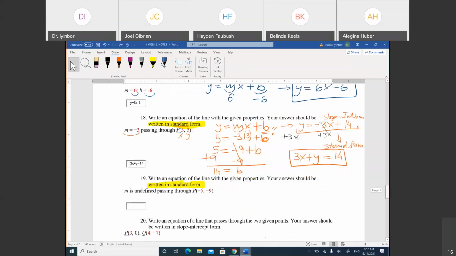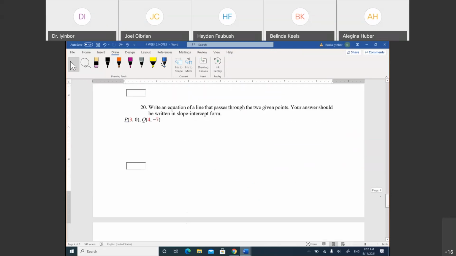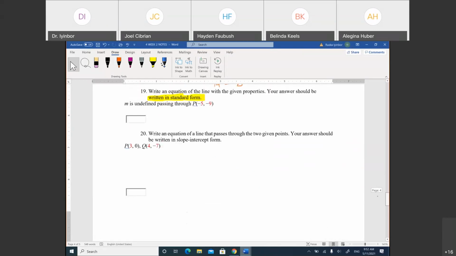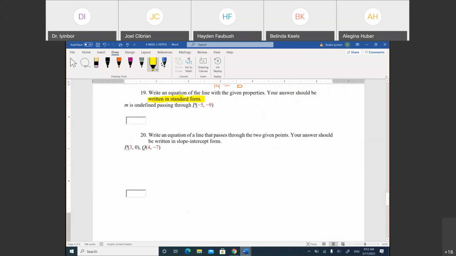Okay, then you're going to go to 19 and 20, which is the same idea, the same way. So we're going to do the same. Keep in mind, in 19 they want the standard form also, and in 20 they want the slope-intercept form. Okay, so let's start with number 19.